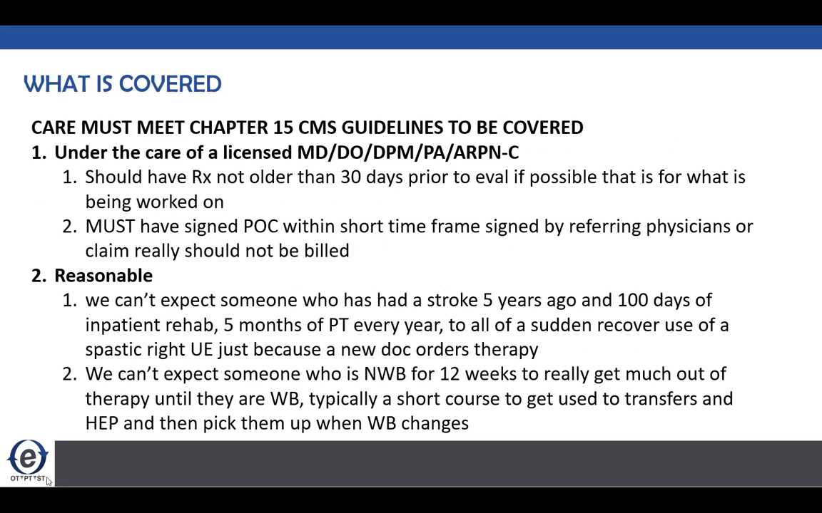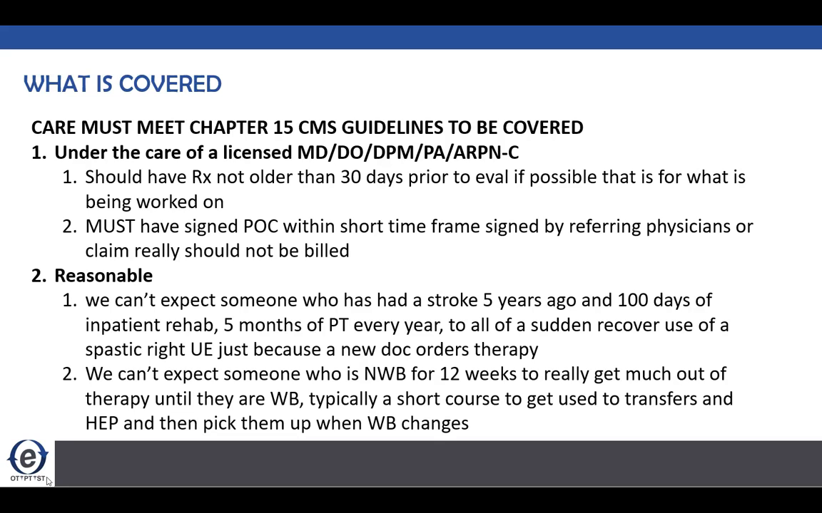For Chapter 15, care must be under the license, so we need a prescription. Yes, there's direct access for a short period of time, but otherwise we need a prescription. It must be reasonable, meaning we can't expect someone who's been bedbound for 6 years to all of a sudden be walking in 6 months. So you got to take in consideration like Alzheimer's, dementia, that kind of stuff plays in. Like, what do you really expect them to get to?